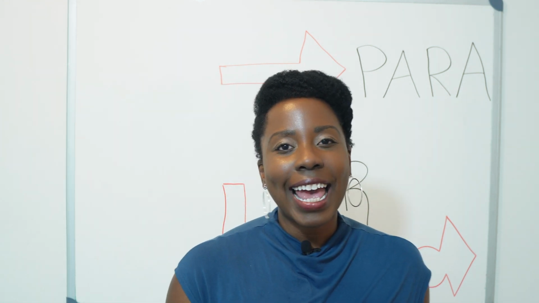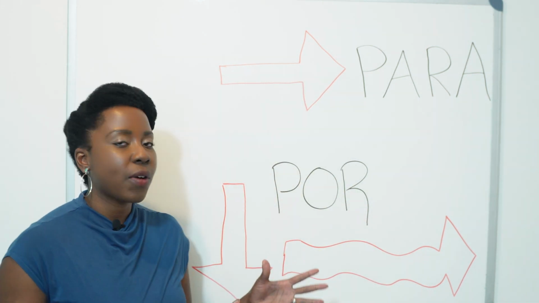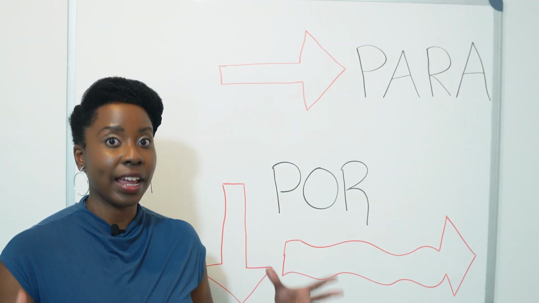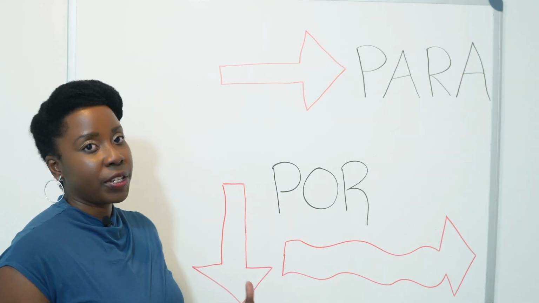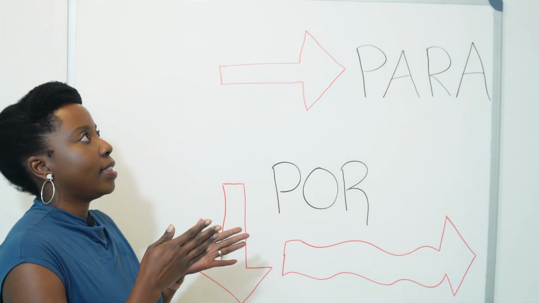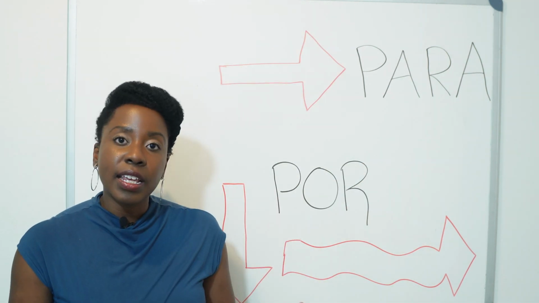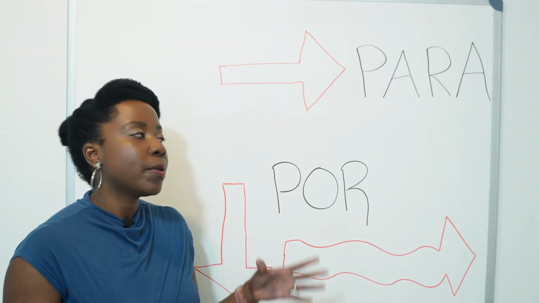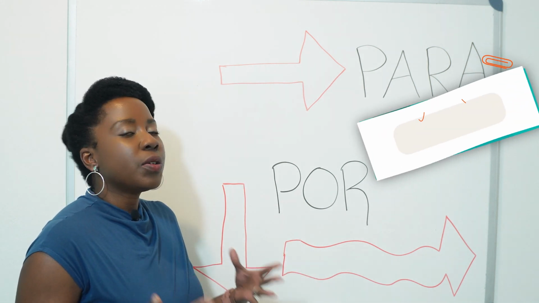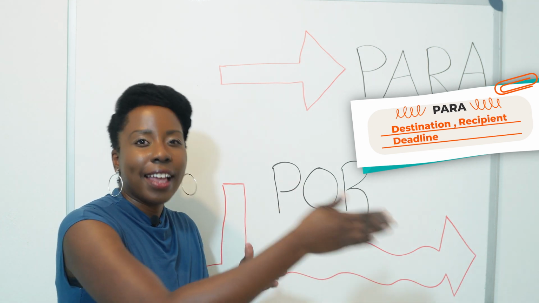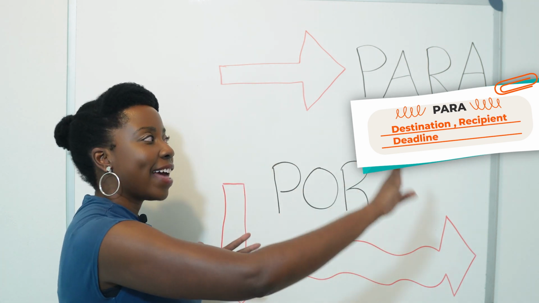Now that that's out of the way, let me show you how I think about por and para visually, because I'm very visual. Maybe you are too. So I think of para as this straight arrow going that way. As we'll see in a moment, when we look at some examples, para is used when we are talking about a destination or a recipient or a deadline or just something that is headed that way.